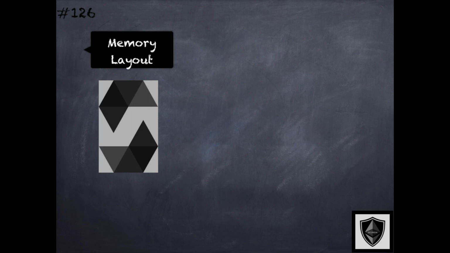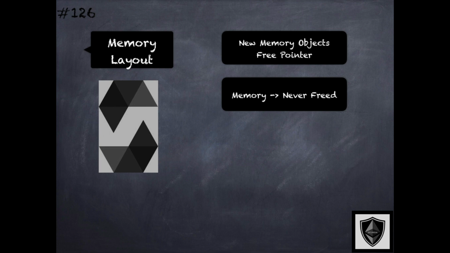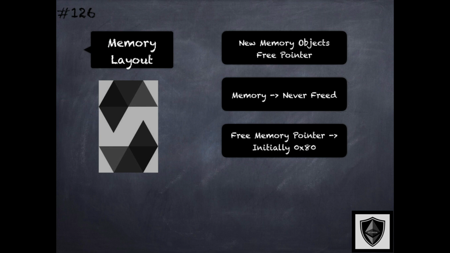Let's take a bit of a deeper look into the memory layout of Solidity. Solidity places new memory objects at the free memory pointer. And all this memory that is allocated is never freed or deallocated. This free memory pointer in Solidity initially points to a hex value of 80. And we'll take a look at what is happening over there in the next slide.